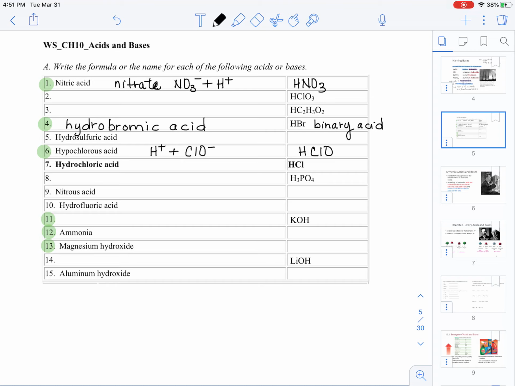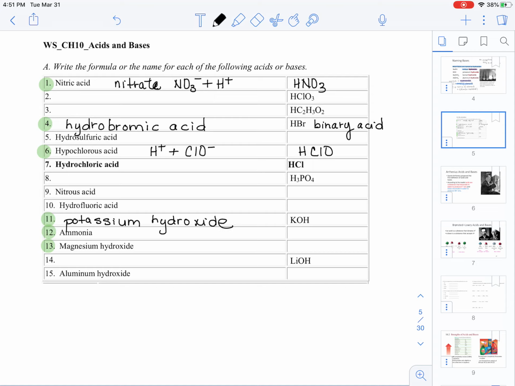Then moving on to 11, 12, and 13. Here I have a type 1 metal and hydroxide. For type 1 metals, I'm just going to write the name of that type 1 metal. That for K is potassium. And then I'm going to write the word hydroxide because I have KOH.